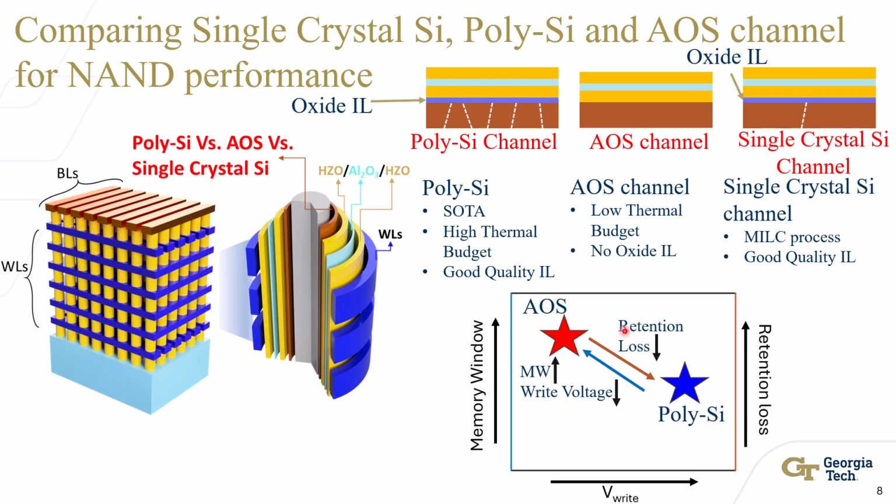So in this work, we compare the key performance metrics such as memory window, write voltage, retention loss, etc. for amorphous oxide semiconductors and polysilicon channel FeFETs. And we also compare these results with the single crystal silicon channel results that we have demonstrated in our previous works. And we try to understand how the overall performance is impacted for the same laminated Fe oxide stack.